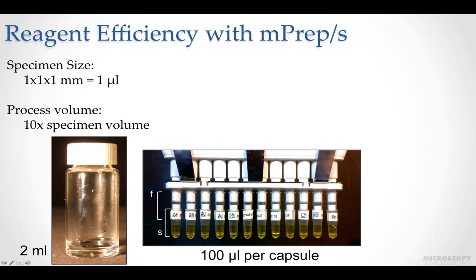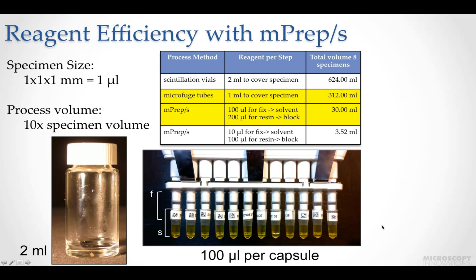So we're at 100 times the volume of the specimen. So this should be more than sufficient for reaction, and indeed it is. And so we can reduce this consumption from 2 mils per specimen down to 100 microliters per specimen. And in fact, we could even reduce this further. But typically, people use about 100 microliters for fixation and solvent reagents, and usually about 200 microliters for resin in order to have a sufficiently large block, and because, of course, it's very difficult to handle small volumes of viscous resins.